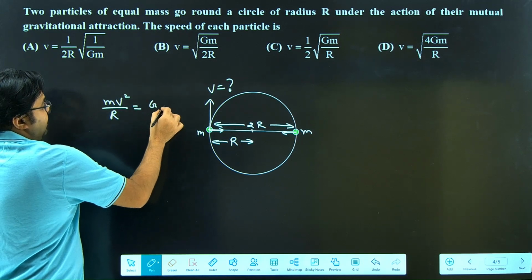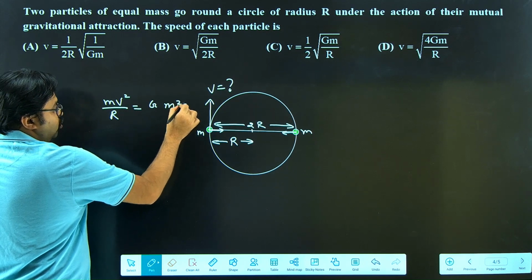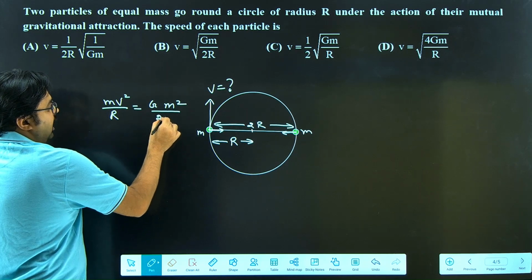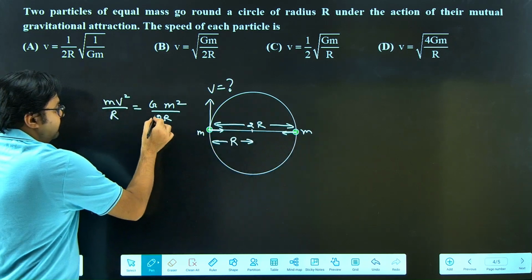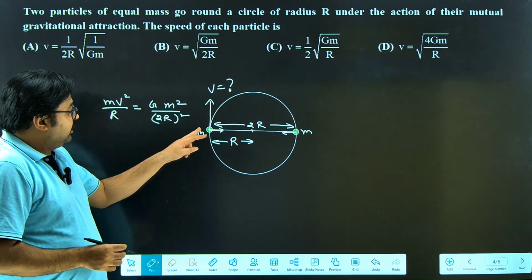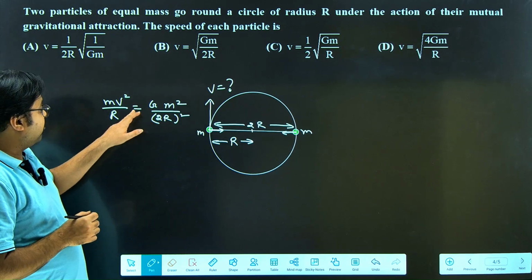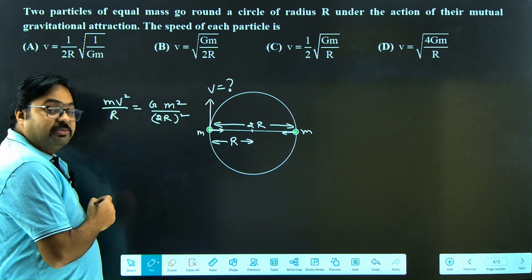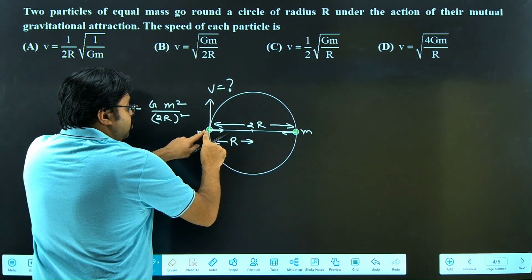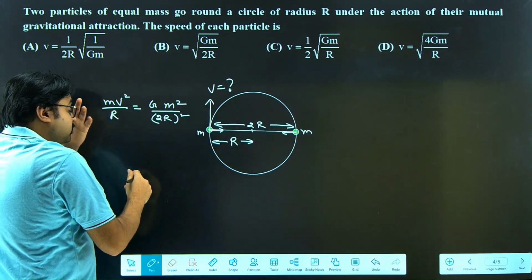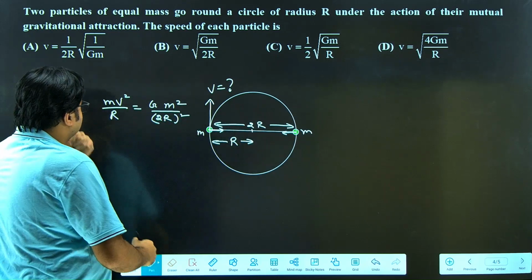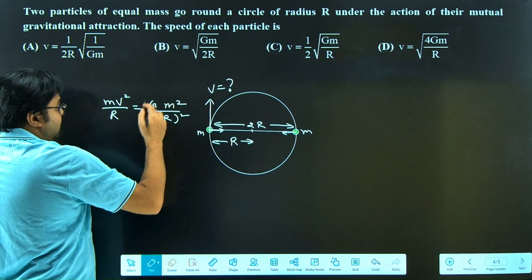It's equal to G m1 m2, m1 into m2 is m into m, that becomes m squared, divided by 2r, because that's the distance between them, the whole squared. mv squared by r is the centripetal force that is being provided by the gravitational force of attraction between the two, and gravitational force of attraction is G m1 into m2 divided by distance squared. The centripetal force is given by mv squared by r. R is the radius of the circle in which the mass is going around.